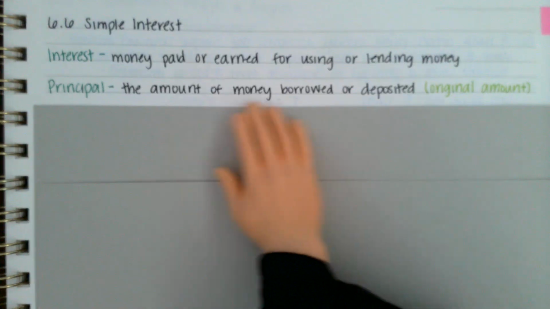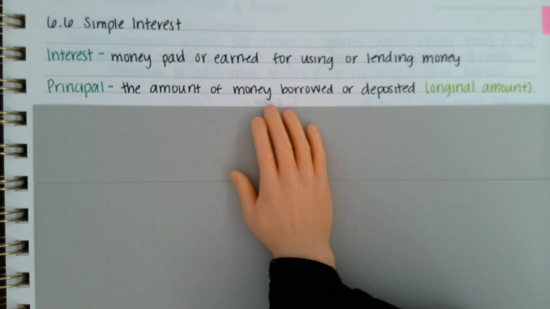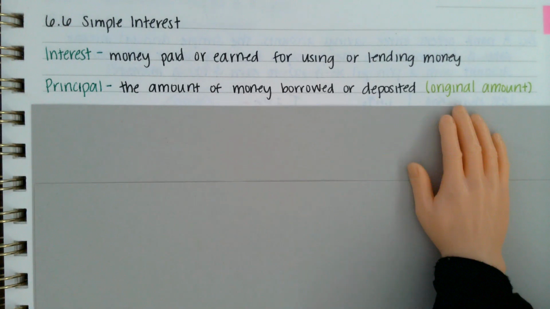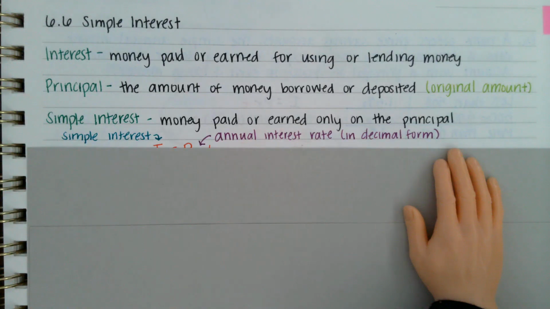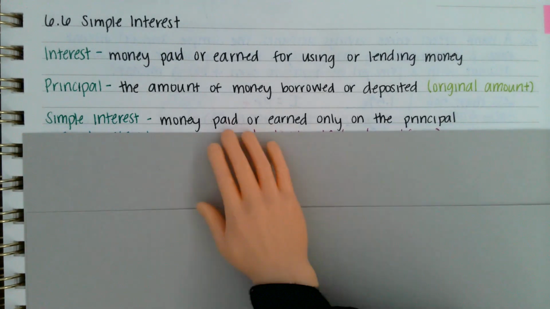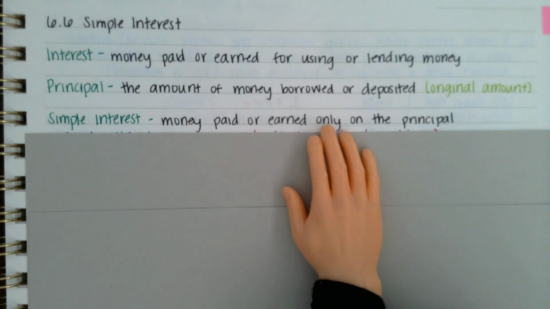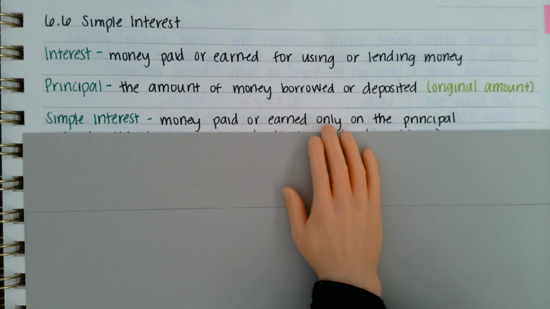The principal is the initial amount of money that you borrowed or deposited. We would call it the original amount. The simple interest is money paid or earned only on the principal. So it does not matter how much interest you have already earned to keep calculating what interest you will get. It only uses the principal.